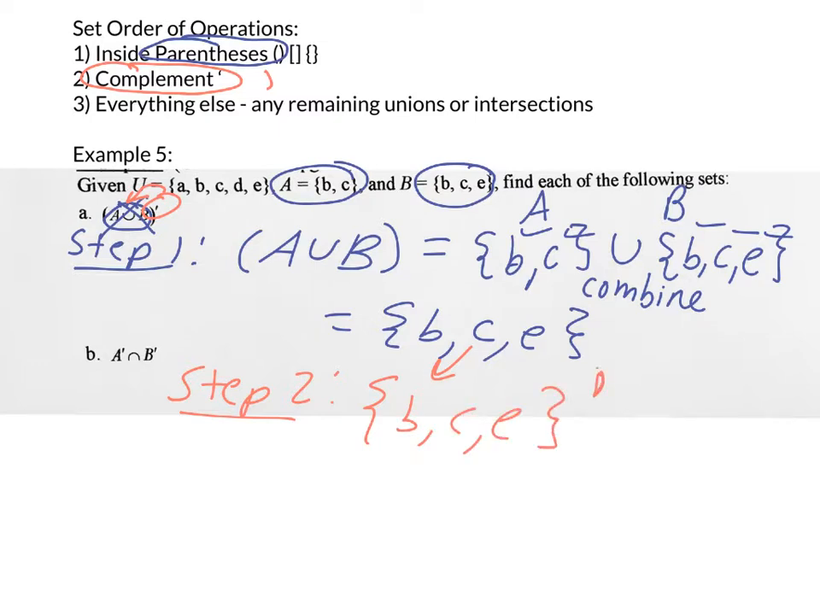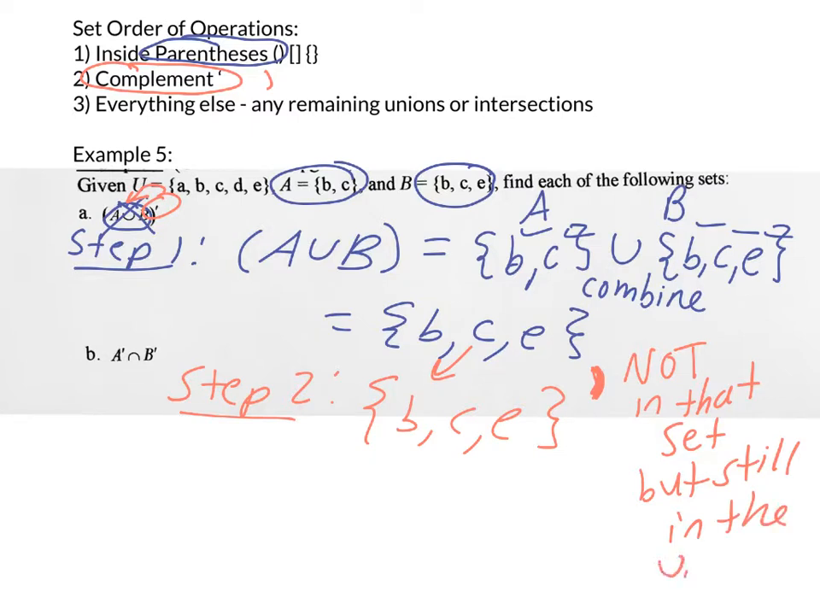So when I apply the complement to that A united with B set, think about what that apostrophe, that complement, means. This was the tricky one. It means what's actually not in that set, or the opposite of that set. It means what's not in that set, but still in the universal set.